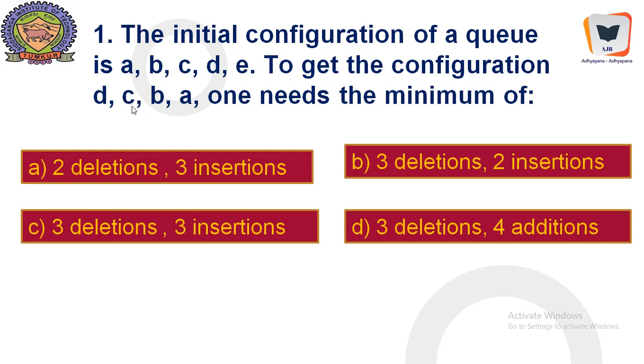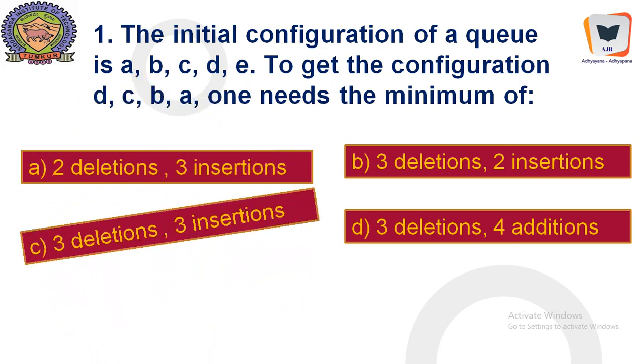In order to get C, B, and A, we need to have 3 insertions. Therefore, it is 3 deletions followed by 3 insertions. Therefore, this is the correct answer. C is the correct answer.